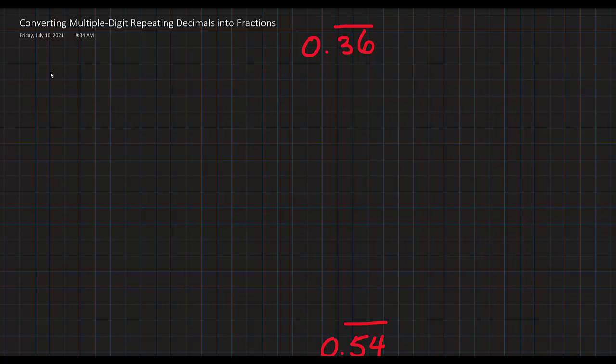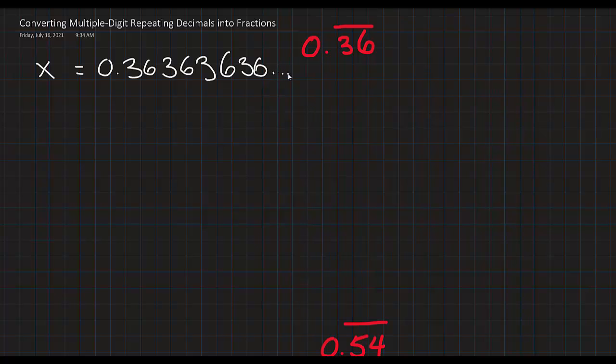Well, I'm first going to just set x as 0.363636, and you might think, well, isn't that kind of making it a bit more confusing? Well, I'm going to be doing this just for the sake of solving this problem. Since this is repeating, it keeps going.